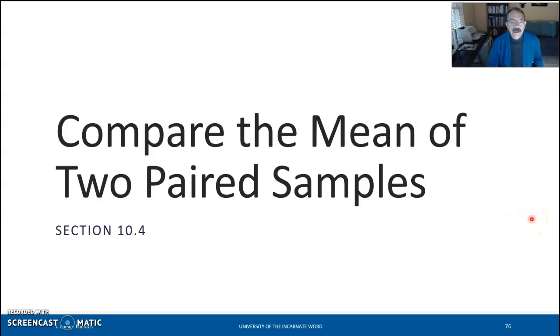This is part 9 of the Module 9 lecture. In this part, we're going to introduce the comparing the mean of two paired samples. This is discussed in section 10.4 of your textbook.